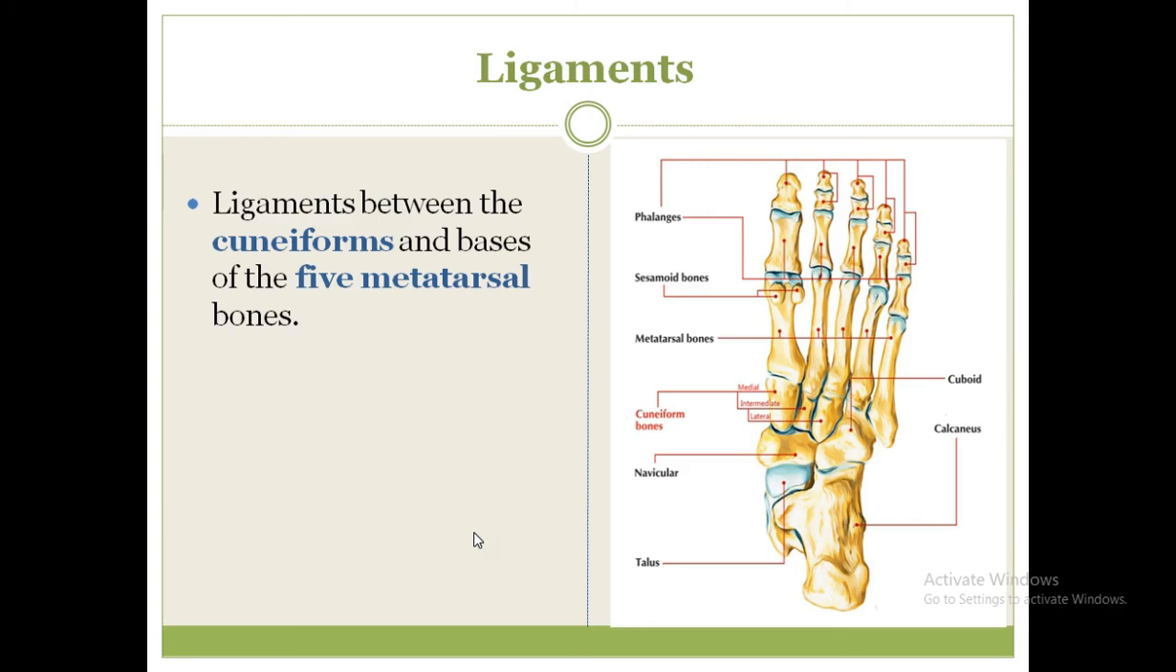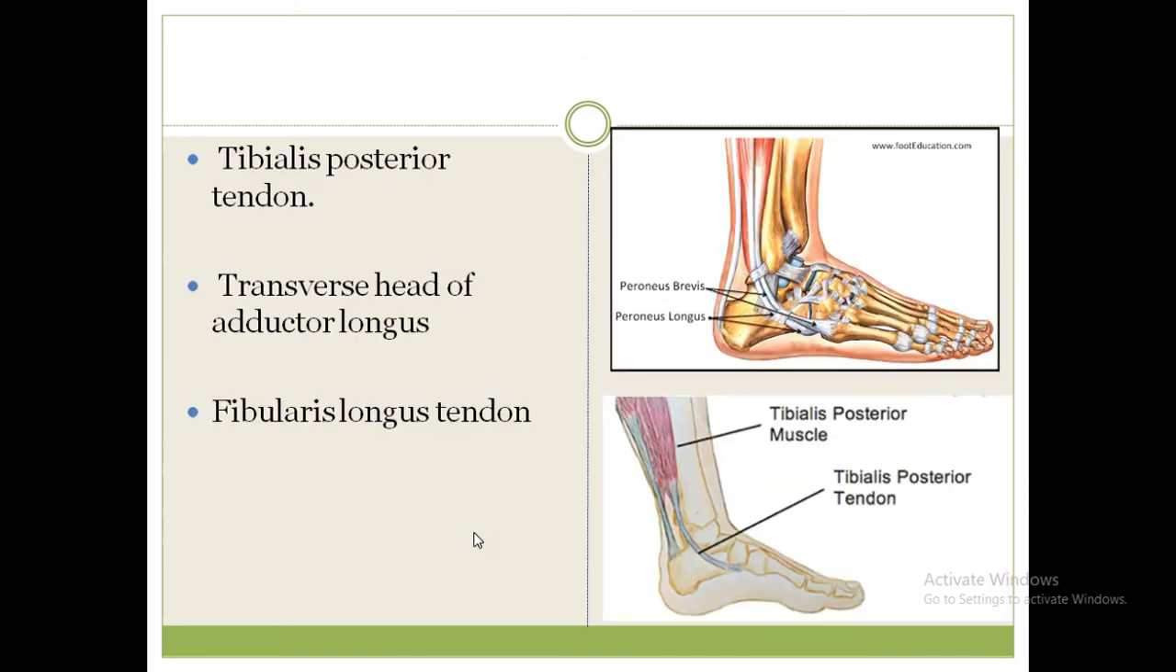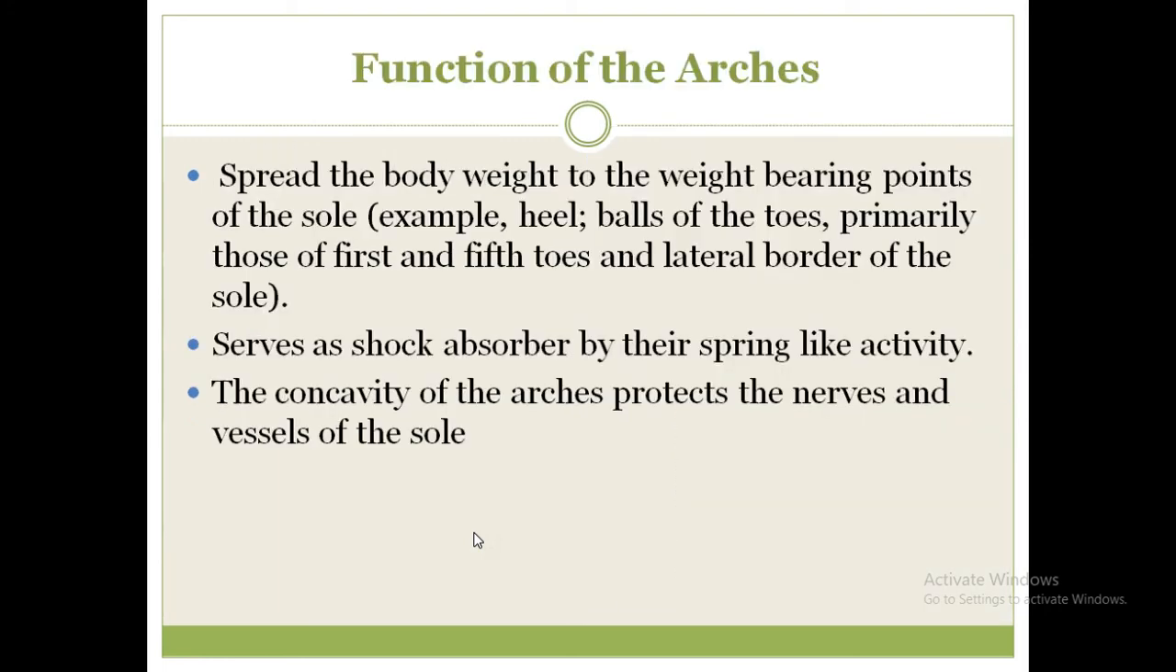Then the ligaments in case of the transverse arch would be the ligaments which lie between the cuneiform and the bases of the five metatarsal bones. Then the muscles would be the tibialis posterior tendon, transverse head of adductor hallucis, and the fibularis longus tendon. So this is all about the three arches, that is the medial longitudinal arch, the lateral longitudinal arch and the transverse arch. Then what are the functions of these arches?